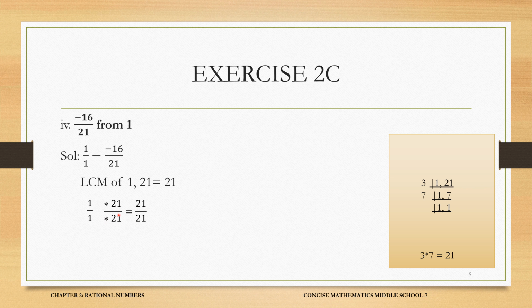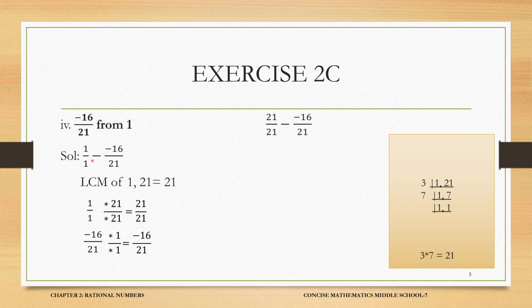So it will be 21 by 21. Because we are multiplying the denominator with 21, the same number should be multiplied to the numerator also. Now take the second rational number. Since it is already 21, you don't need to multiply. You can simply write it down as it is or just multiply with 1. So minus 16 by 21.